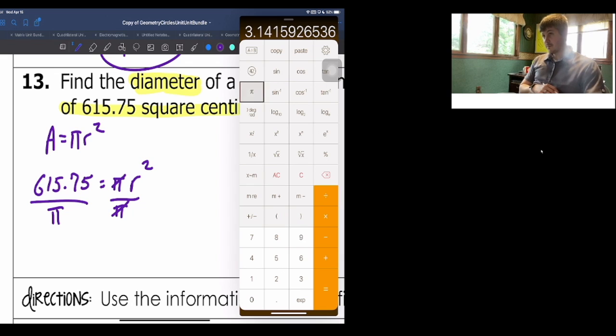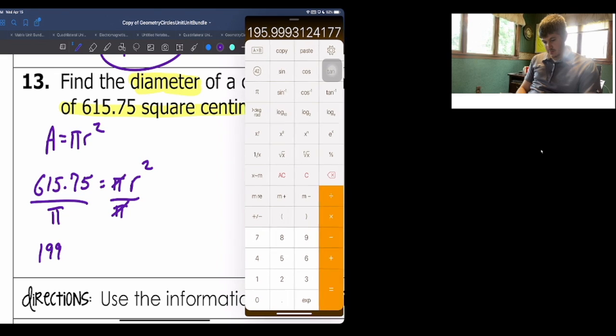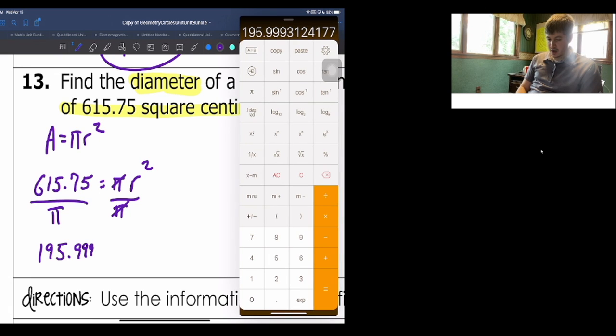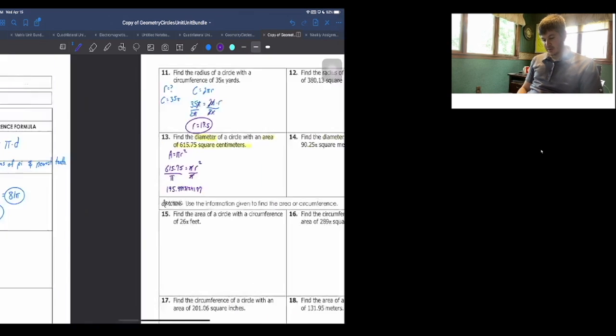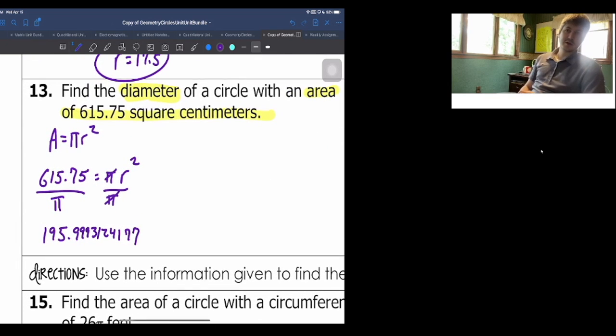And we're going to divide that by pi. So where's pi? Up here. So we divide that by pi, we hit equals, and we get 195.999. If you're writing out this number, we're not going to round until the very end. So 195. Whoops, I wrote 199. 195.999312417. Actually, what do the directions even tell us to round to? It actually doesn't. So we'll just round to the nearest tenth like we were doing yesterday. Because almost always they will tell you what to round to.